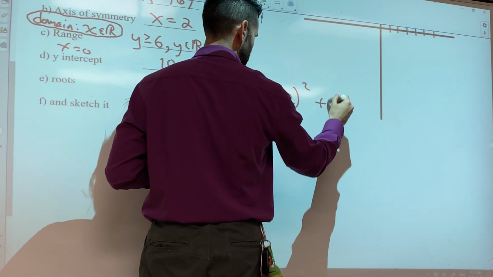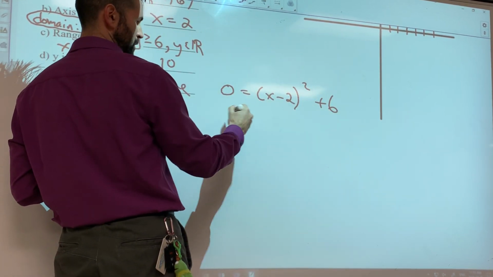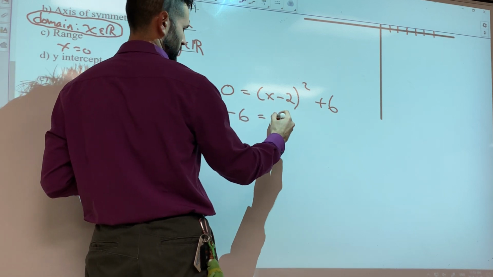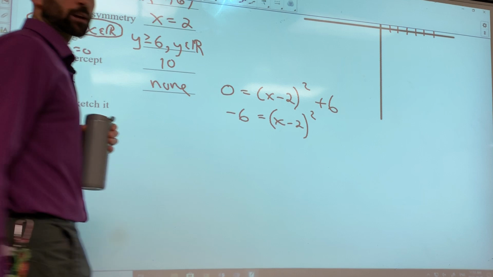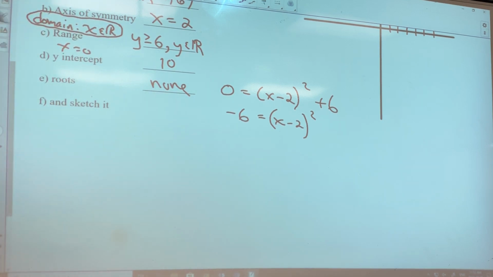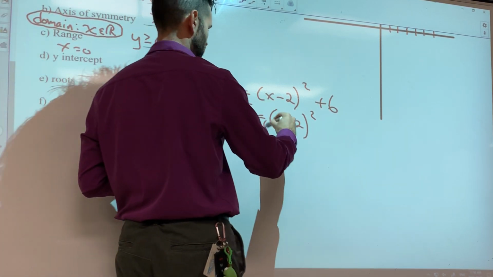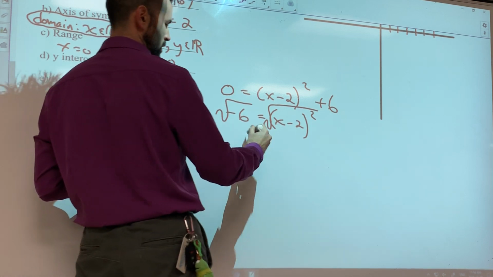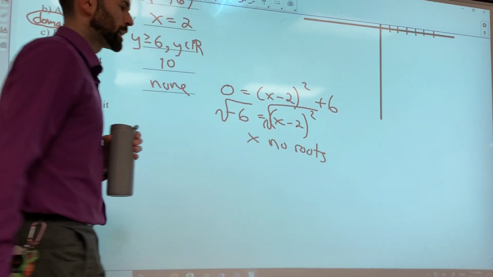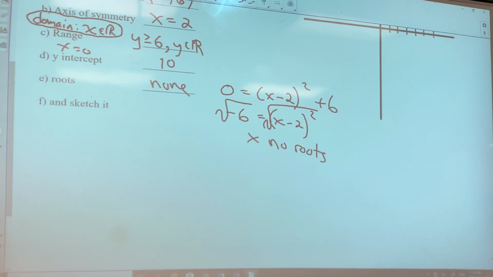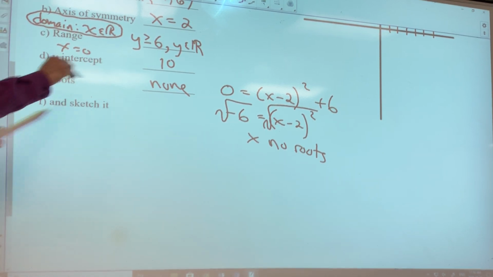What is it, plus 6? So your first step is move the 6 over to the other side. And what are you going to do to get rid of the square? You're going to square root it, but then you're like, oh, can I square root a negative number? No, so it just means there's no roots. You can't square root a negative number, so you won't get a solution. Alright? So that's what it looks like mathematically.